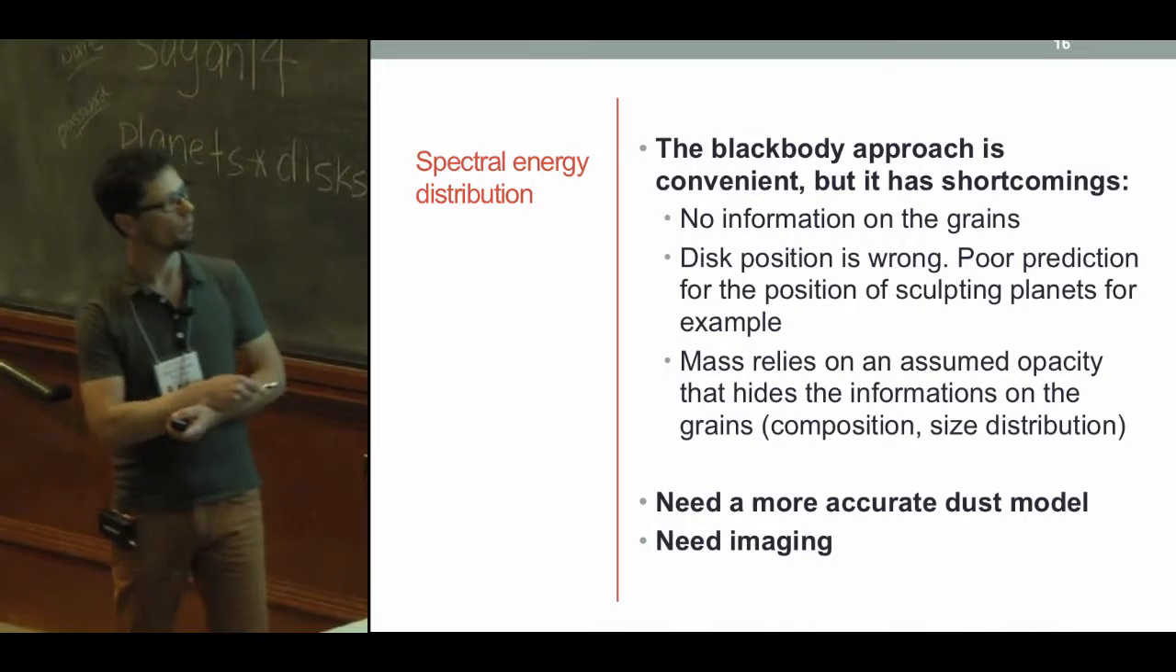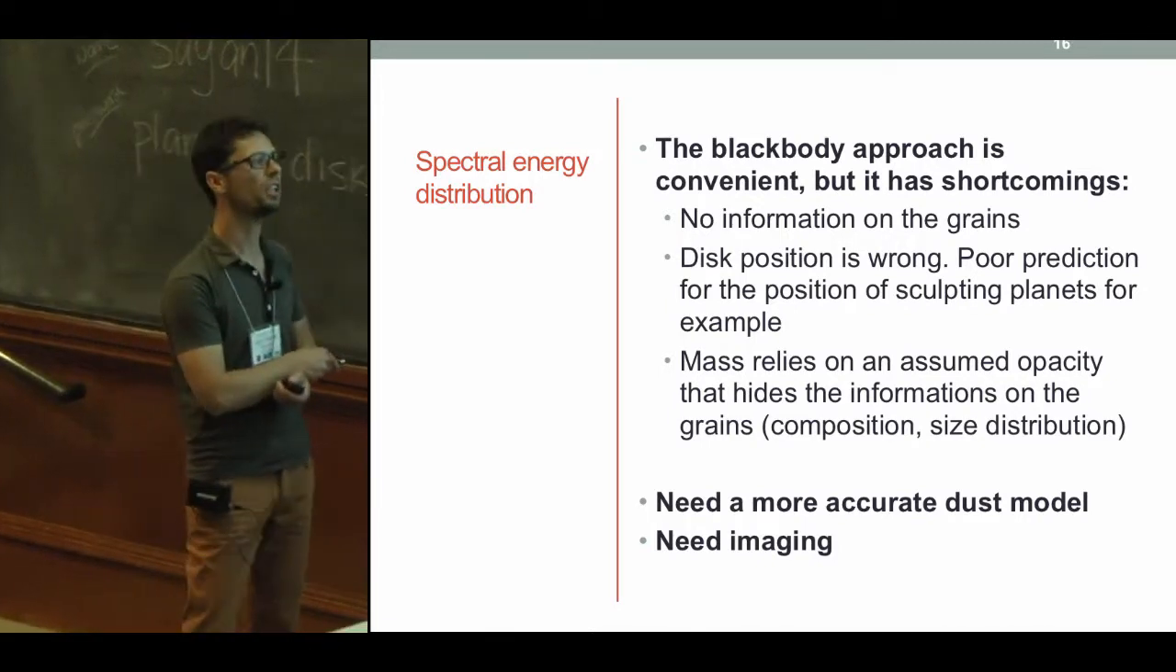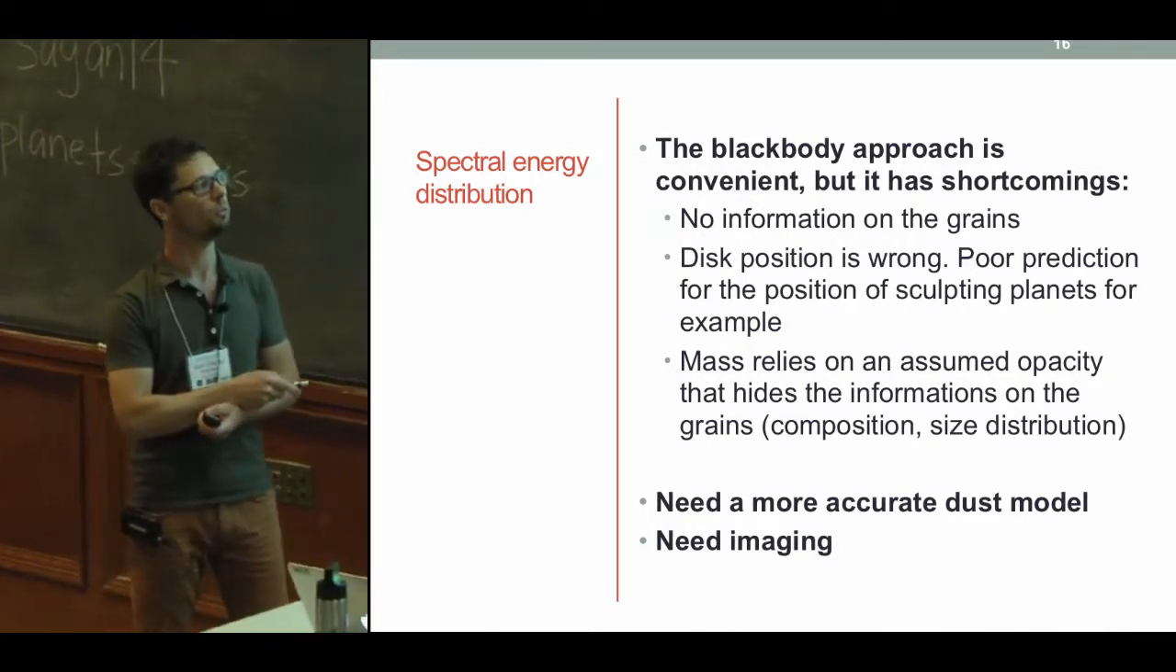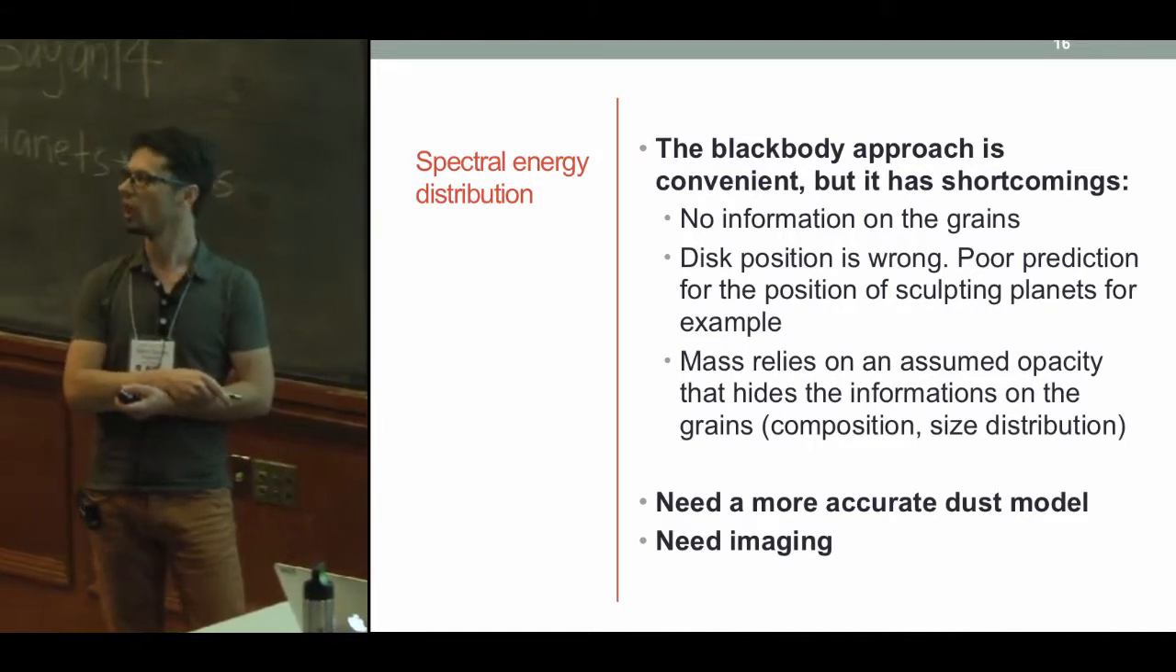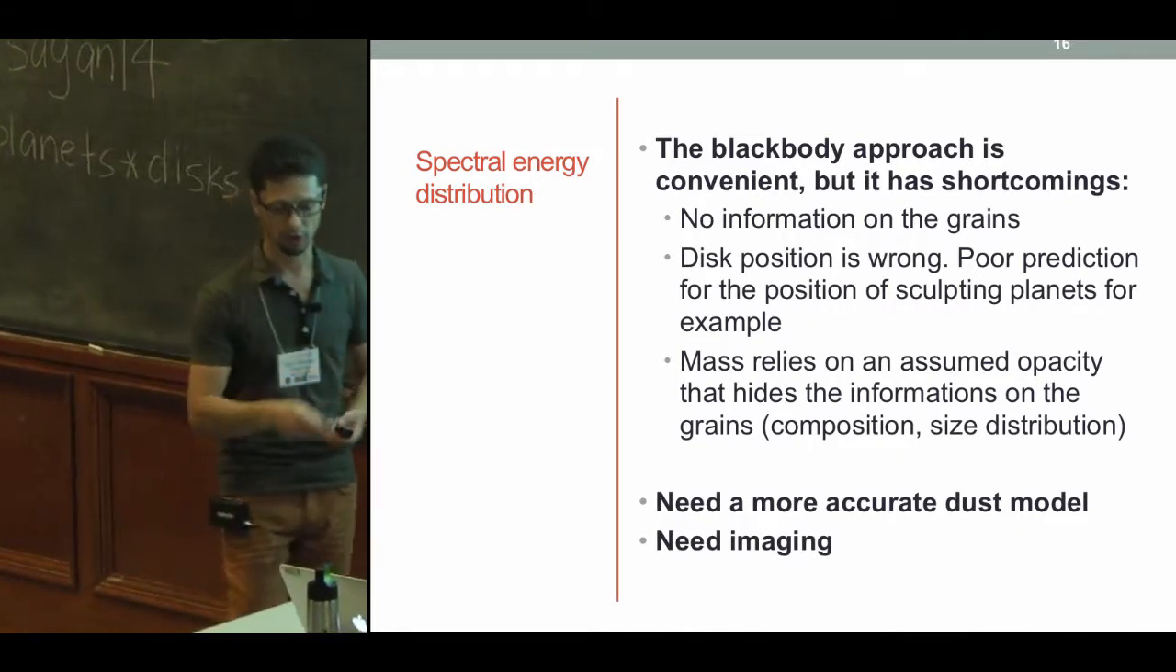I'm not discussing the math here. So basically what this all means is that you need more accurate dust models, and you need images to actually confirm where the dust is located.